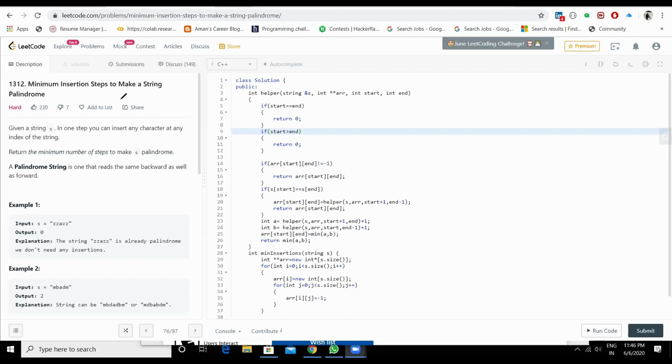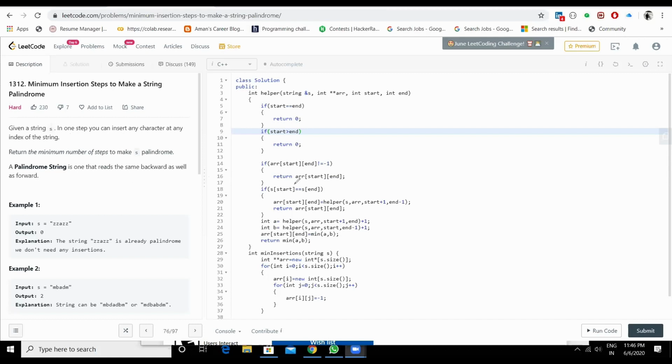So I hope you all must have read the question. What the question says is we need to find the minimum number of steps that can make a string palindrome, and our task is that we can add or insert a character at any index of the string. So we need to make a string palindrome by adding the minimum number of characters.